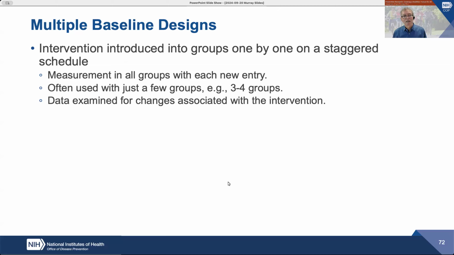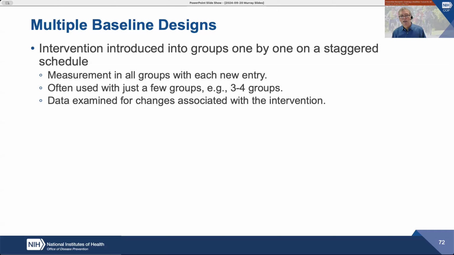We'll start with multiple baseline designs. Here, it's like a group randomized trial, except we don't have randomization. In fact, it's a lot like a step wedge design, except we don't have randomization. And it's usually a very small number of groups rather than a larger number as we usually have in a step wedge. But the feature that's similar to step wedge is that we're introducing the intervention into our groups one at a time and on a staggered schedule. That's exactly what we do in the step wedge design. We're collecting data in all groups at each entry point. Very often this approach will be used with just 3 or 4 groups, so it's small.